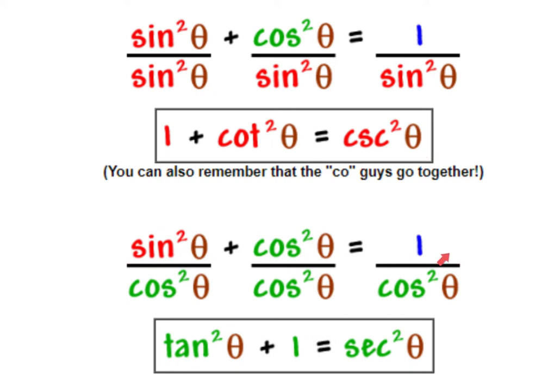And then from this identity, we get the other one. If you divide everything by cosine squared, you'll see that sine over cosine, that's tangent squared. Anything over itself is 1. The reciprocal of cosine squared is secant squared. All right? And so from that one, we get those three Pythagorean identities.